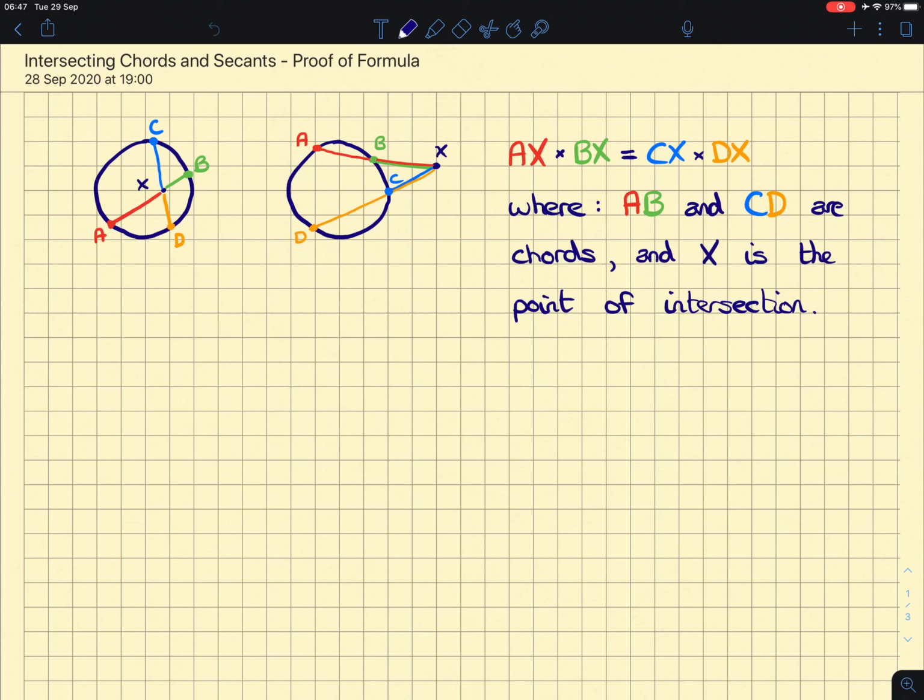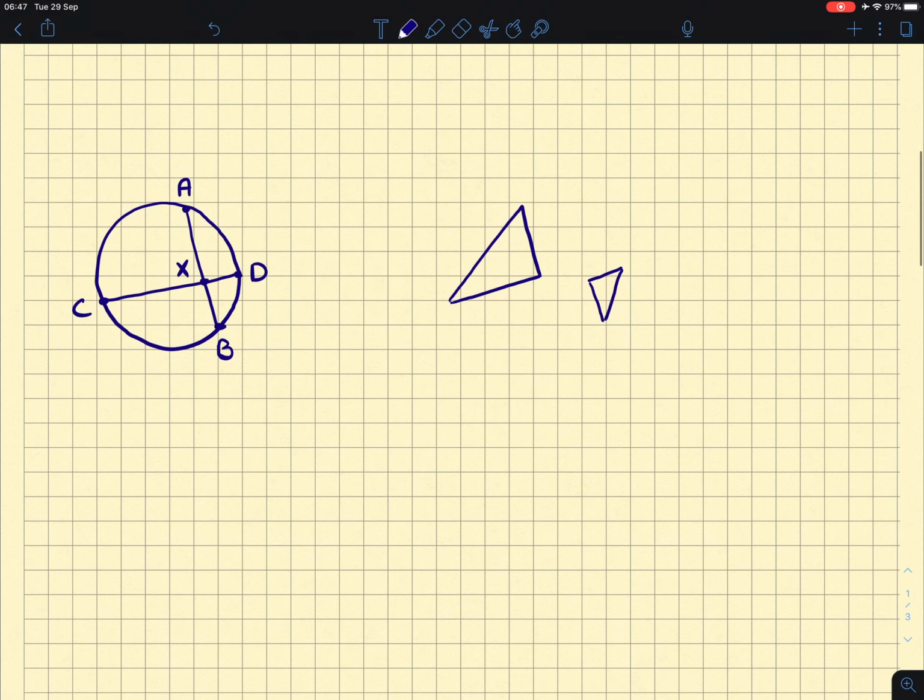In this video, we're going to prove the intersecting chords and secants formula. So this AX times BX equals CX times DX. We're going to prove this formula here. So it all starts with the chords. We'll deal with the chords first, right?